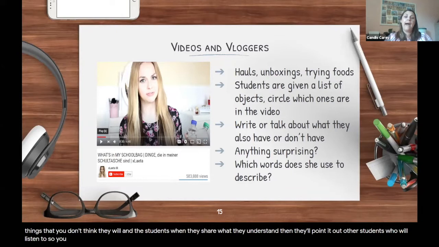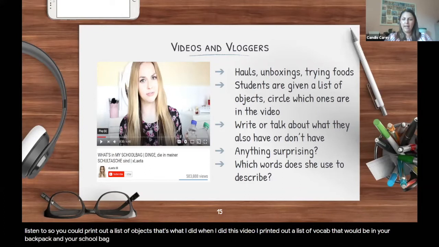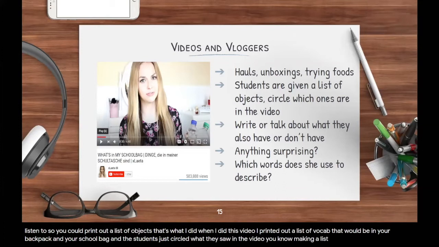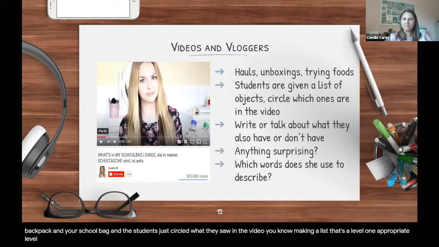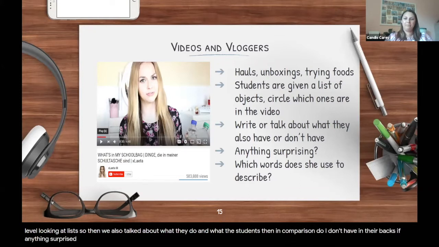So you could print out a list of objects. That's what I did when I did this video. I printed out a list of vocab that would be in your school bag, and the students just circled what they saw in the video. Making a list, that's a level 1 appropriate level, looking at lists. Then we also talked about what the students, in comparison, do and don't have in their bags, if anything surprised them.